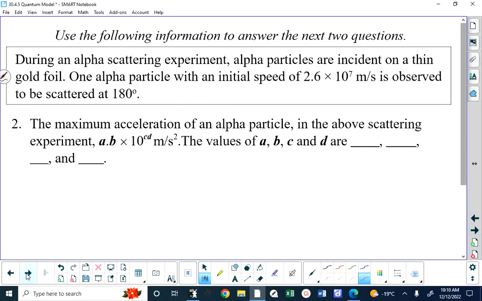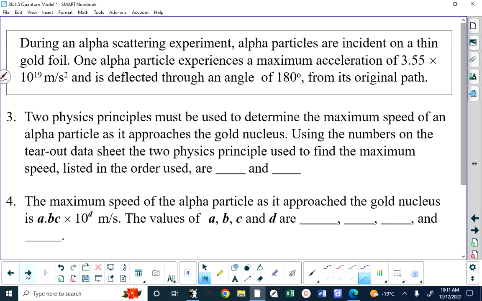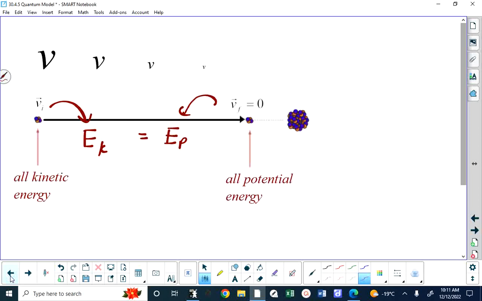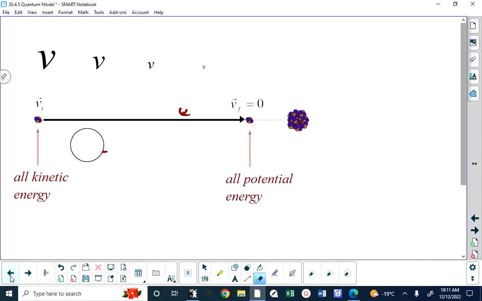During an alpha scattering experiment, alpha particles are incident on a thin gold foil. One alpha particle has that initial speed. So this is the second question relating to that. It says, what's the maximum acceleration? Now, when the alpha particle gets here, it will be stopped. But it's at that point that the force pushing it backwards is greater than anywhere else.